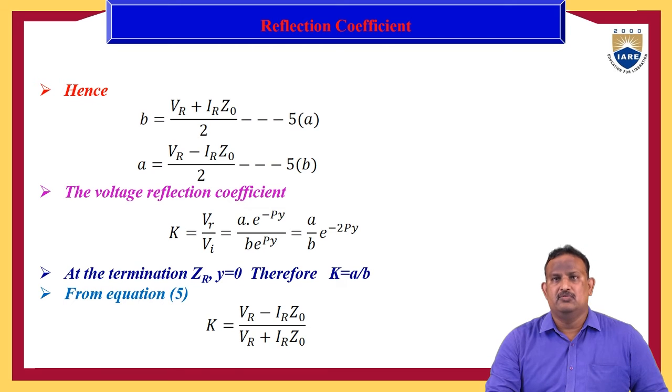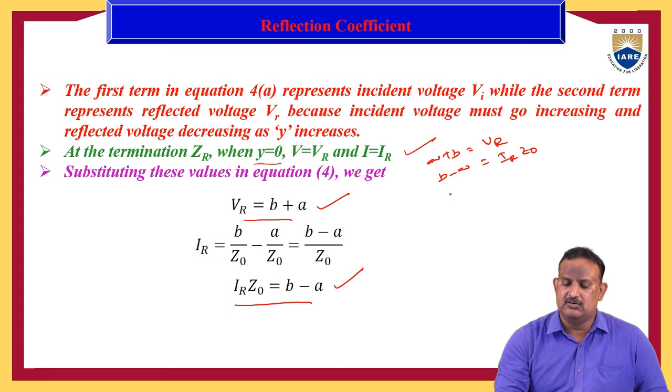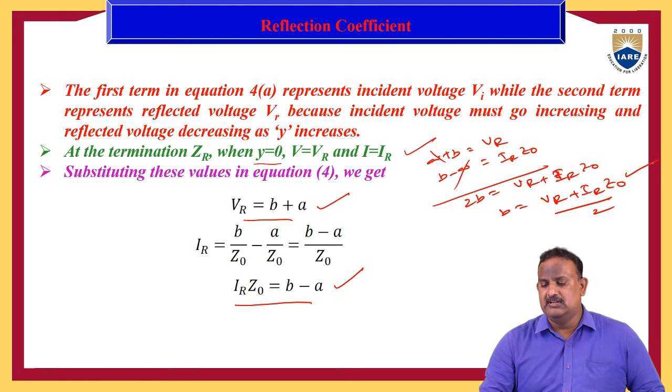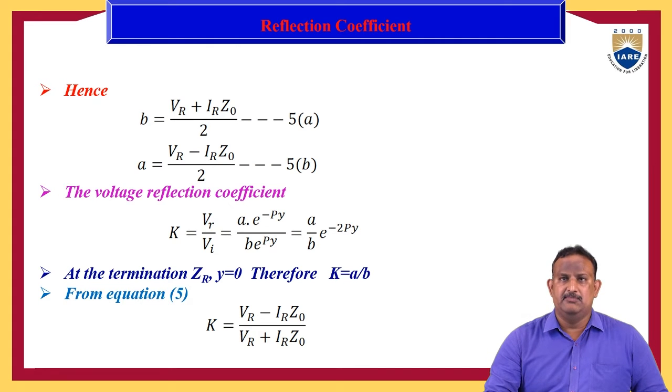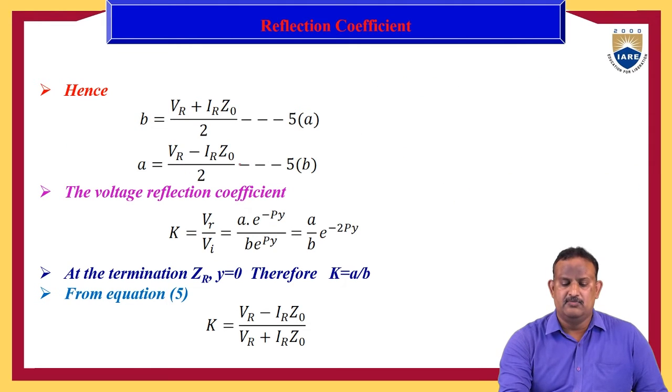So if we add these two equations, A plus B is equal to VR, and B minus A is equal to IR into Z naught. If we add the two equations, A cancels. We have 2B equal to VR plus IR into Z naught, or B is equal to VR plus IR Z naught by 2. In a similar fashion, we can find the A value also: A is equal to VR minus IR Z naught by 2.